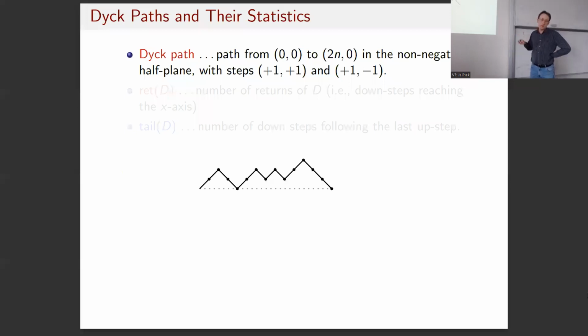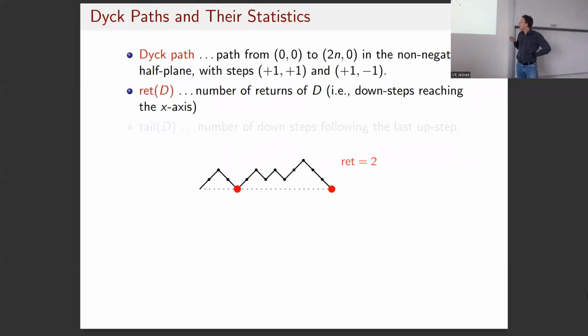And Dyck paths are known to be counted by Catalan numbers, and I will be interested in statistics on Dyck paths. And the first statistic is the so-called number of returns of a Dyck path, which is simply the number of points where the path drops and touches the horizontal axis.